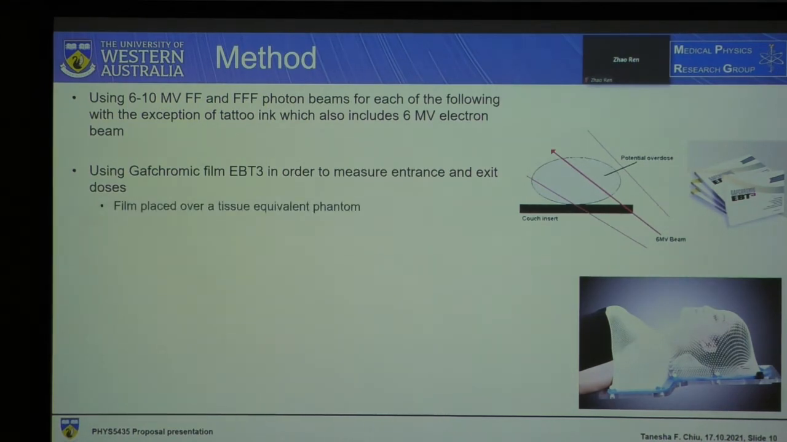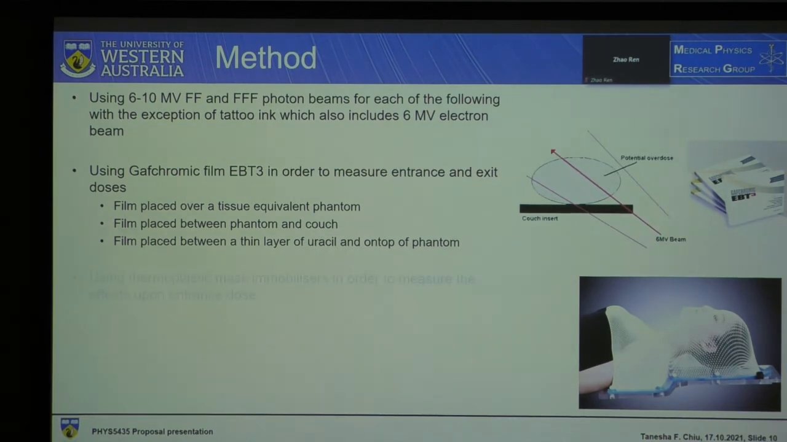The first will be over a tissue equivalent phantom. Secondly, we can place the film between the phantom and the couch. And lastly, using a thin layer of uracil over the film, which will be placed on top of the phantom.